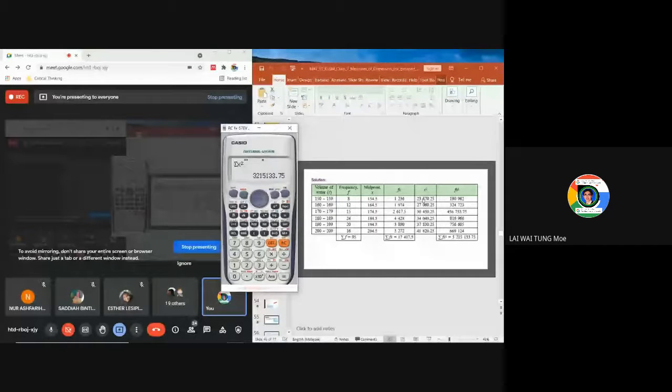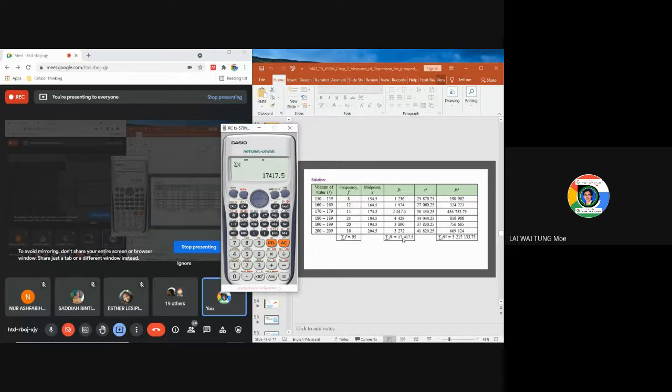If you want to check this answer, press shift 1 again, and then press 3. You see this one, number 2. This one is actually your answer for this. So I'll press 2 and press enter or equal. Then I'll get this answer, 17417.5. This is my answer, for you to check your answer.